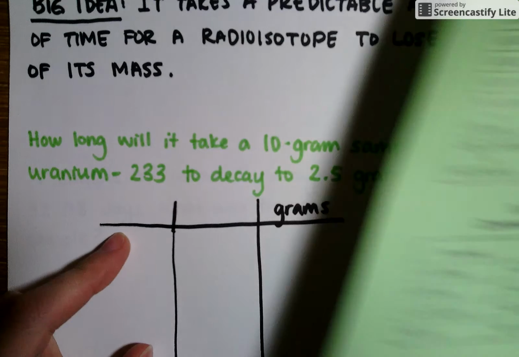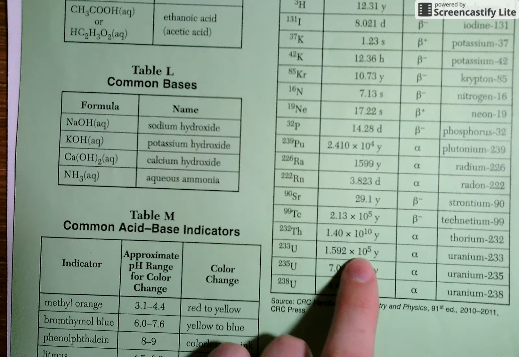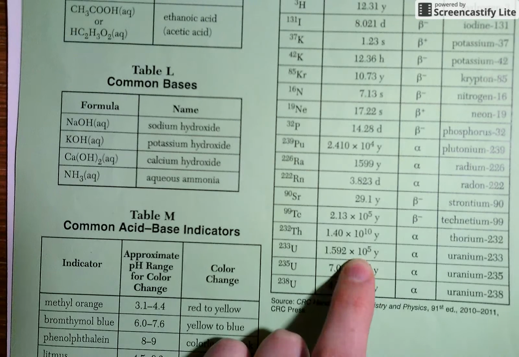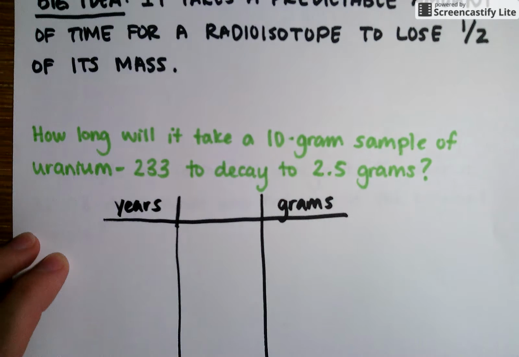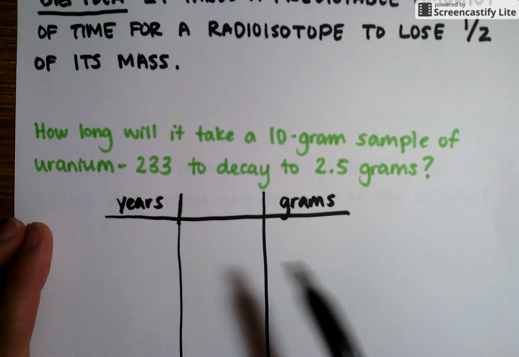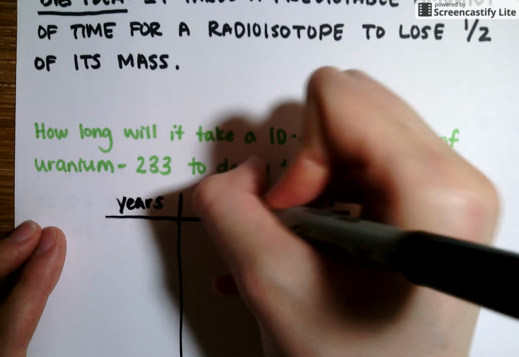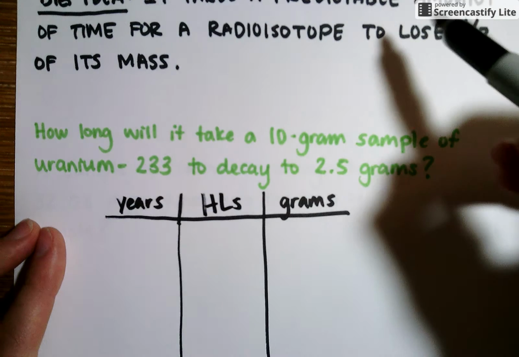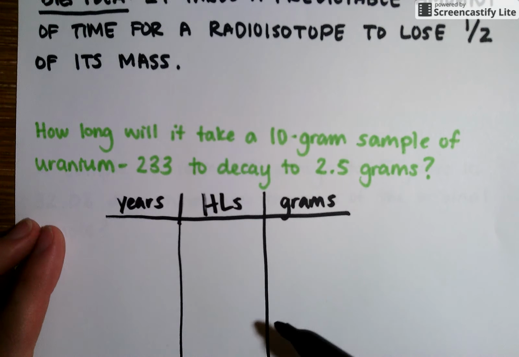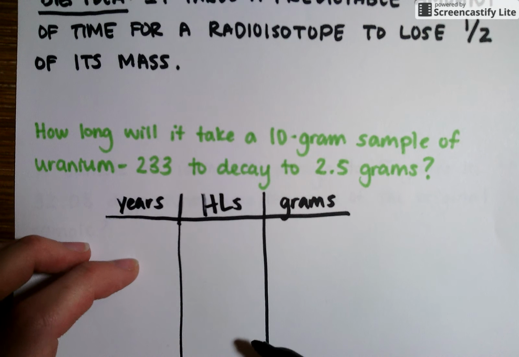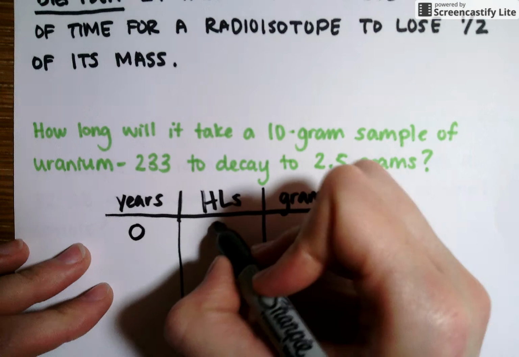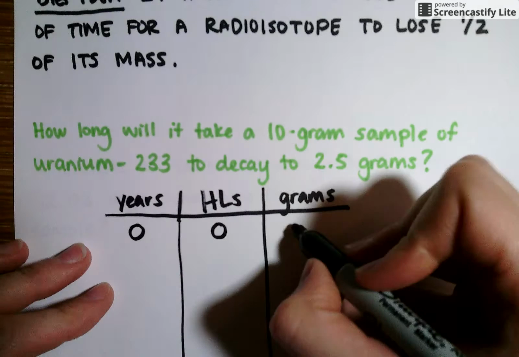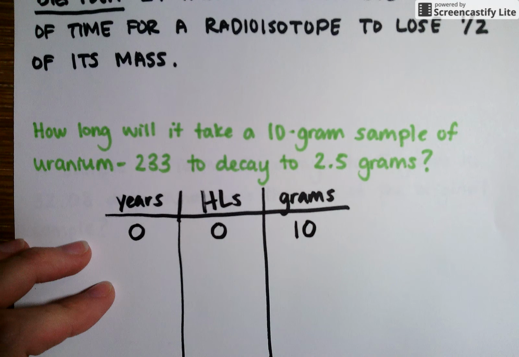And if I look at my table N, I see that uranium-233 decays over a very, very long period of time. And that period of time is measured in years. So I'm going to keep track of years in this left-hand column. And right in the middle, serving as my bridge between the two, is going to be half-lives, because I know for every half-life that passes, I'm going to lose half of my mass and gain a certain number of years. So I know that originally no years have passed, no half-lives have progressed. My original sample is 10 grams.